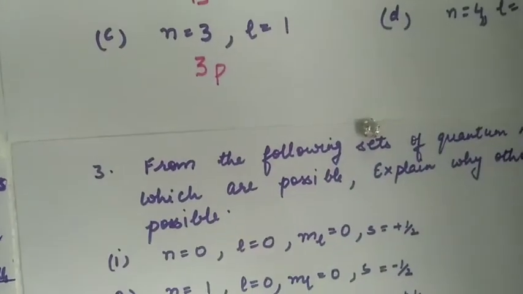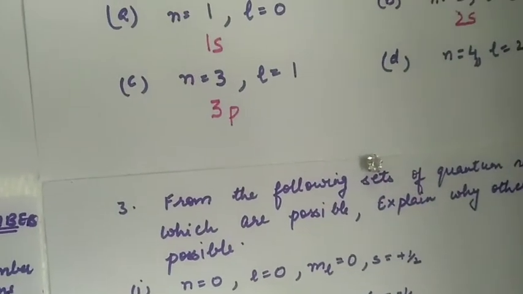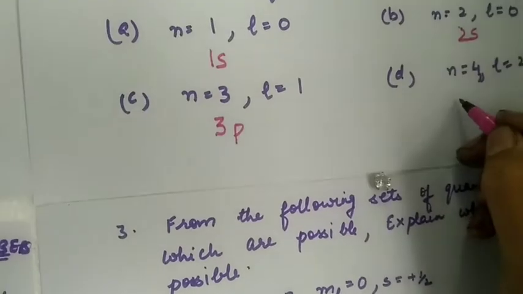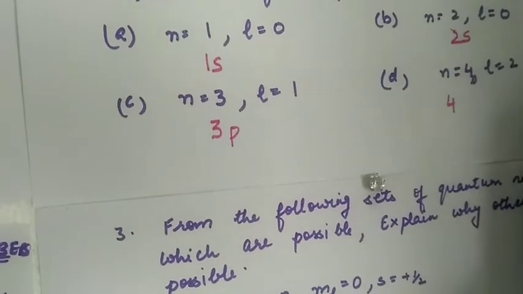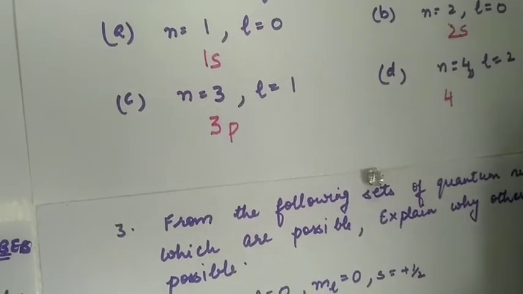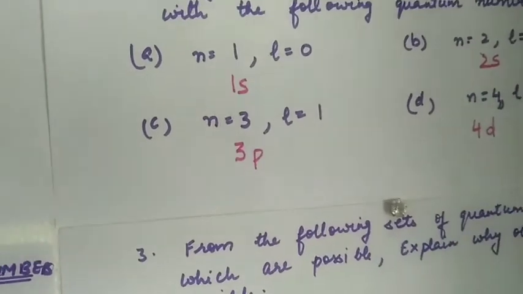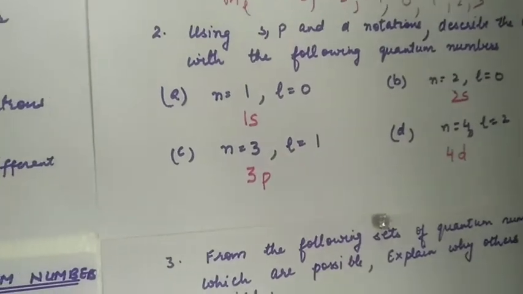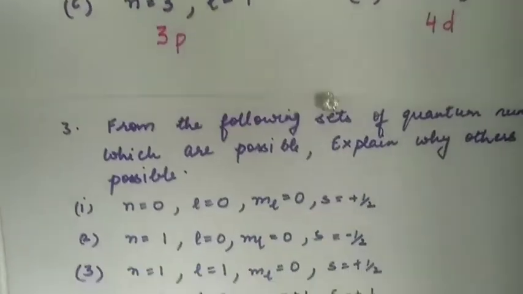3p. n is equal to 4, L is equal to 0. So it will be 4. For 0 it would have been S, for 1 it would have been P, for 2 it is D. So the notation will be 4D.